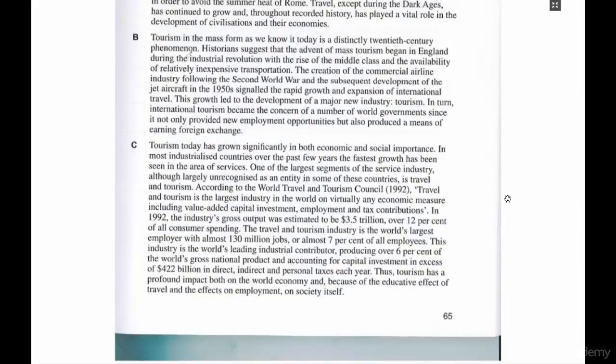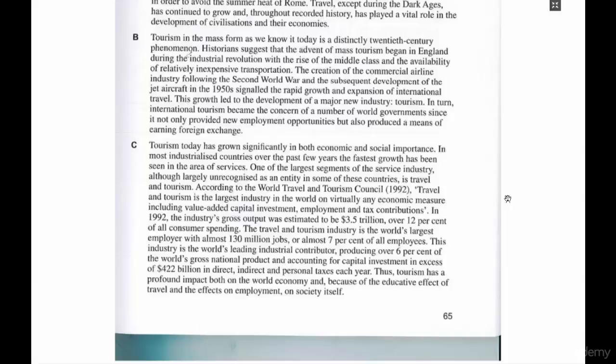Tourism today has grown significantly in both economic and social importance. Everyone, we can answer this one from the topic sentence. All right. Tourism today has grown significantly in both economic and social importance. That means this whole paragraph is going to talk about how tourism has grown economically and socially. That's what this whole paragraph is going to discuss, right?